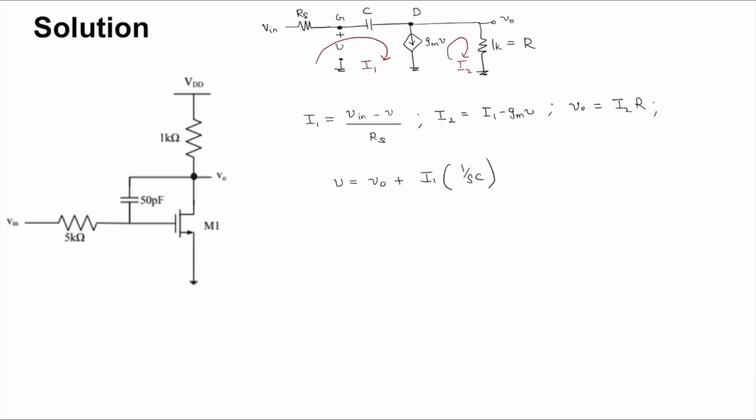We can draw the signal flow graph for this as so. Vi going to I1 and V going to I1. This is 1 over Rs. This is minus 1 over Rs.